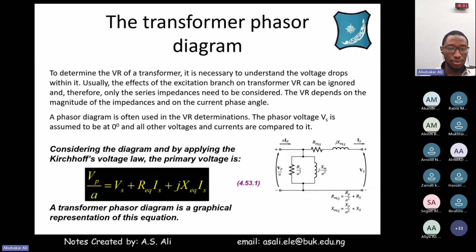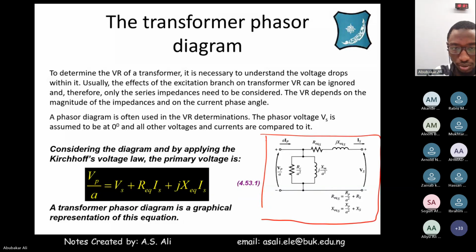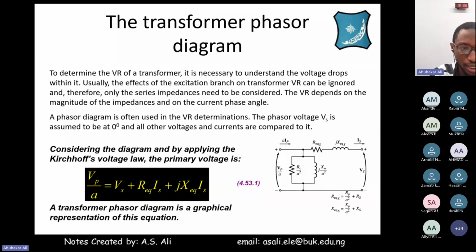Okay, so we have also this, if you have, for example, your equivalent circuit, and you refer it to the secondary side. That means your RC here, you divide it by A squared, and XM here, you divide it by A squared, if you are referring to the secondary side. So if you have voltage here, which you also divide by the turns ratio, you can find it using Kirchhoff's voltage law, right? VP over A equals VS plus R equivalent IS plus J X equivalent IS.